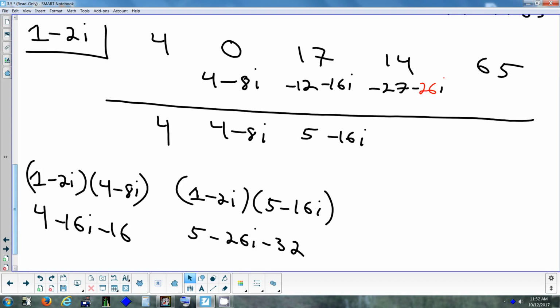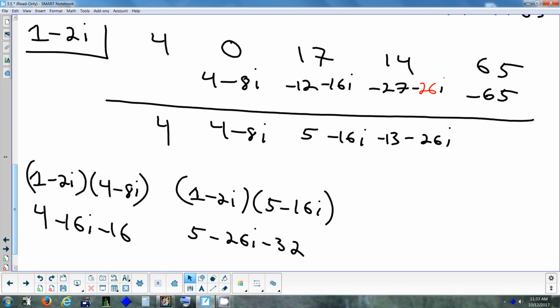Okay. And negative 26i stays the same. What's 14 plus negative 27? Negative 13. Now, does anyone need me to do it one last time, or do you just trust me on what you'll get for that? Anyone need to see it one more time? No? You'll get negative 65.